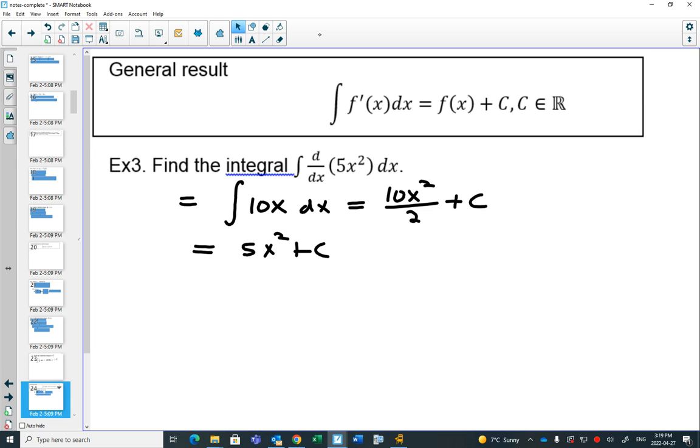Can you see that integrating and derivatives, since they undo each other, they cancel each other out. But not completely cancel each other out, because I still have the plus c. Okay?